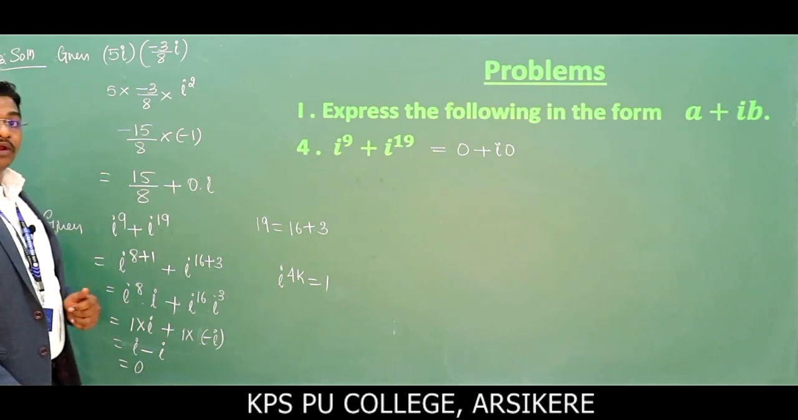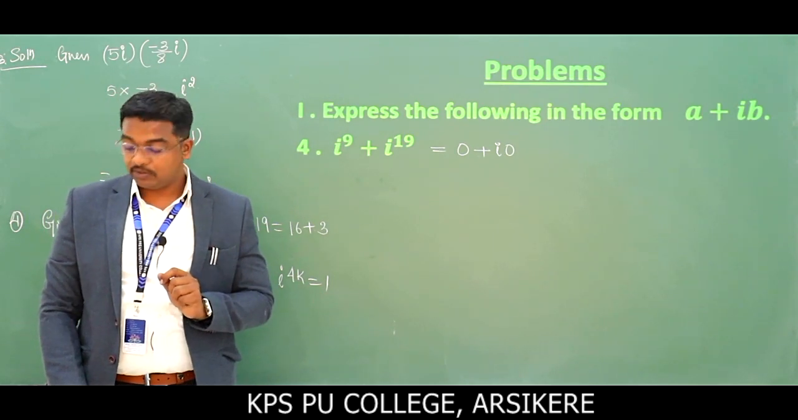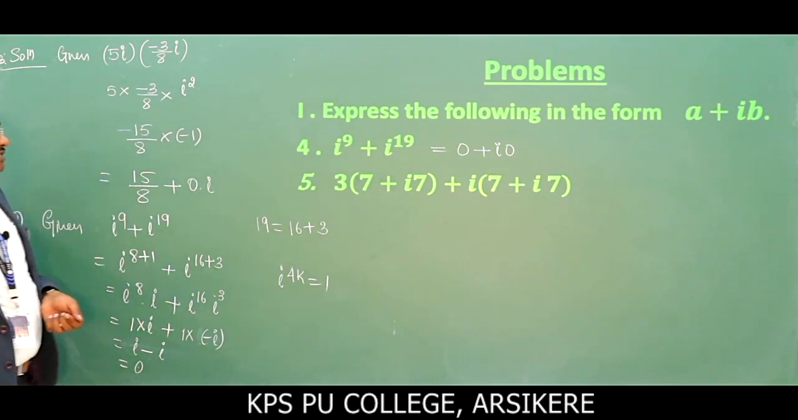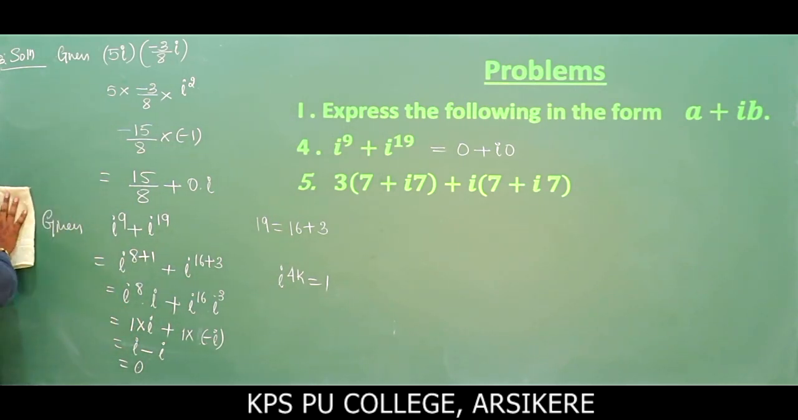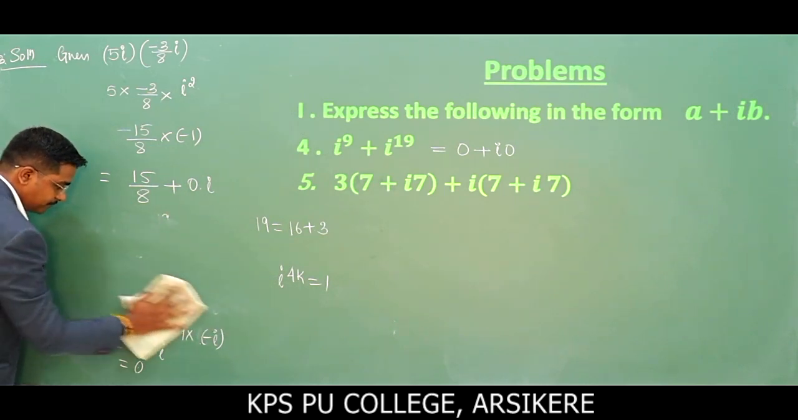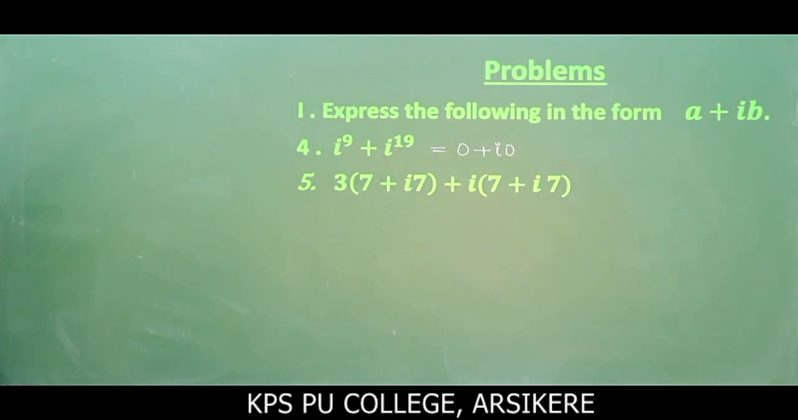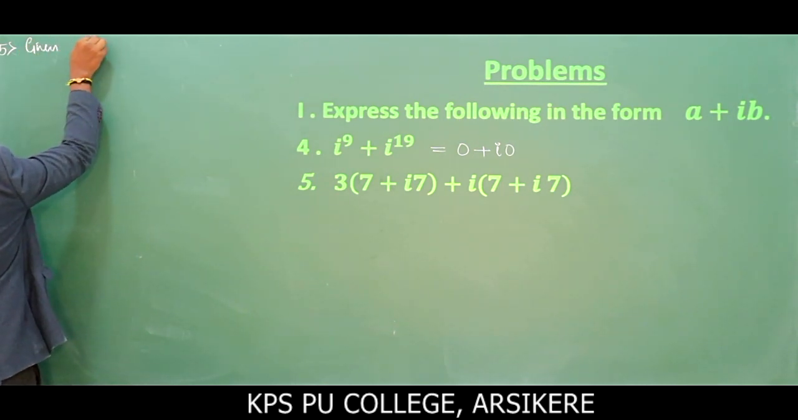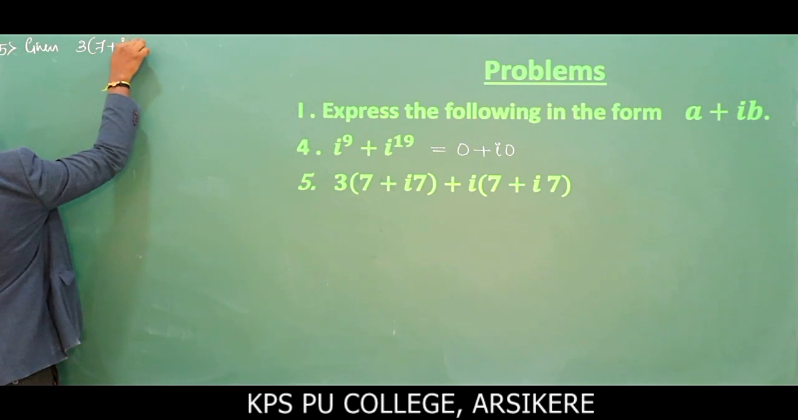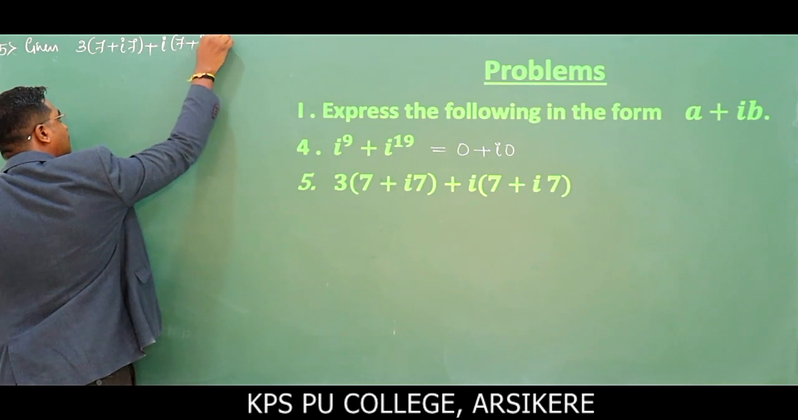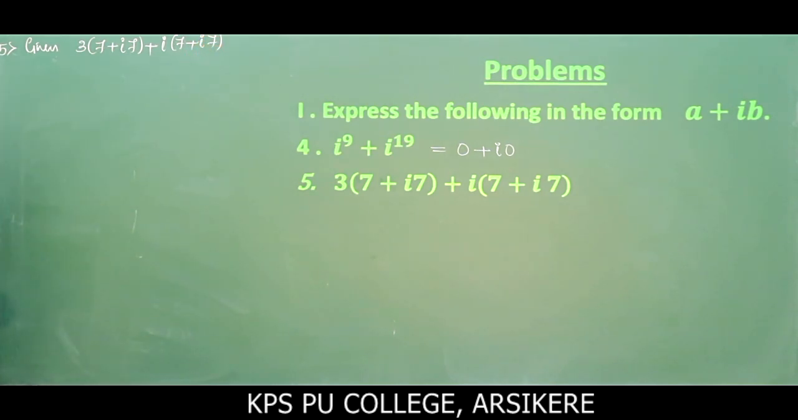Now dear students, I would like to discuss the next two problems. These are very important. The fifth problem is 3 times (7 plus i) into (7 plus i) times (7 plus i) into 7. You must write it neatly, it is very important. Fifth one, given 3 times (7 plus i7) plus i times (7 plus i7). Okay, let us see how to simplify this.